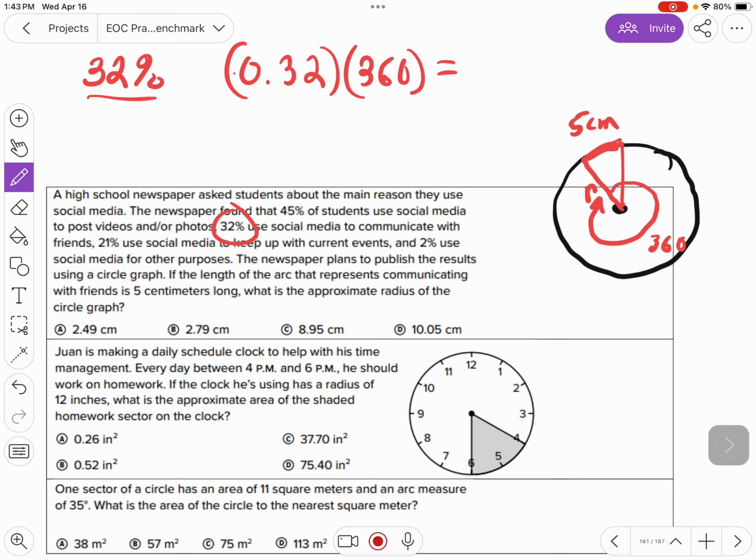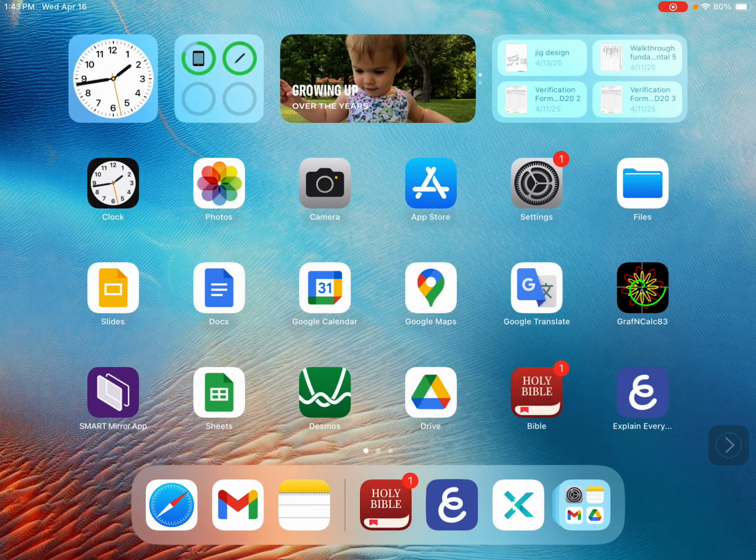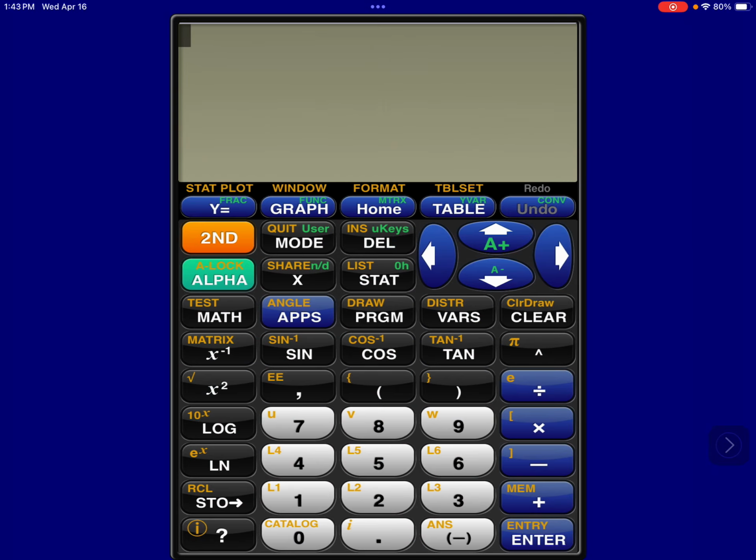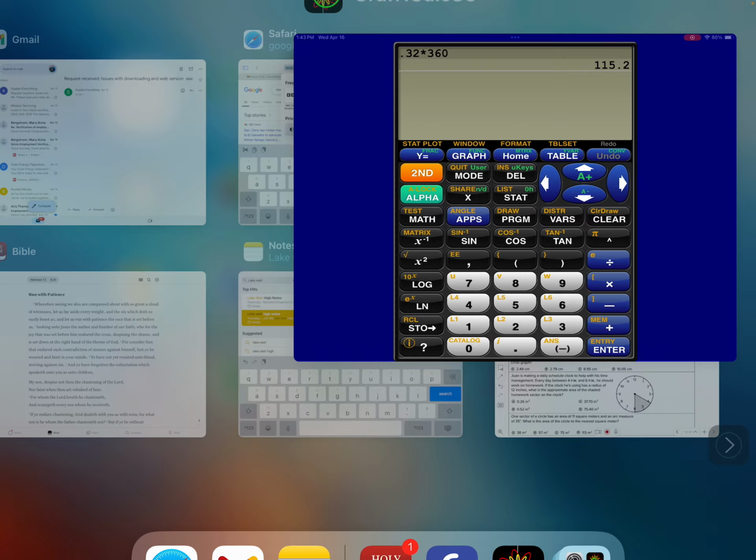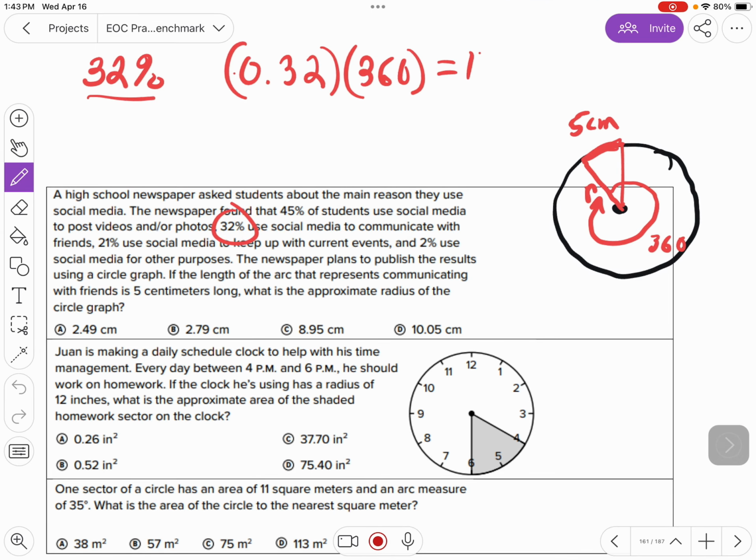So let me do that in the calculator. 0.32 times 360. So 32% of 360, listen to the language I used. 32%, that's 0.32, right, 32 divided by 100. That's how you represent a percentage as a decimal. Of 360 means multiplied by 360, and so this is the number you get, 115.2. So that's the number of degrees.